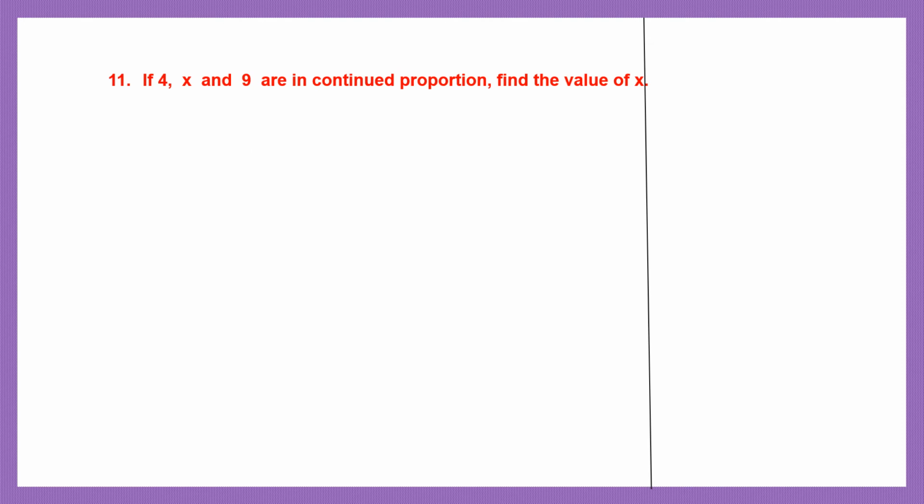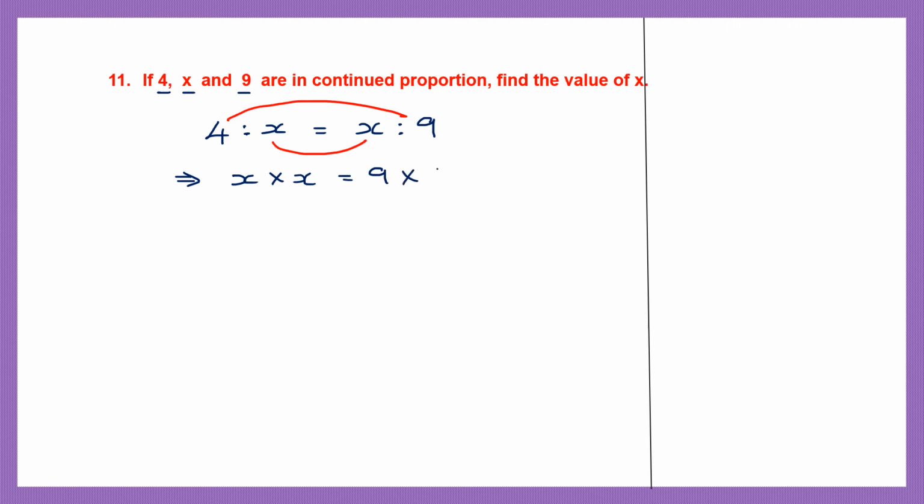Question 11. If 4, x and 9 are in continued proportion, find the value of x. So if these three terms 4, x and 9 are in continued proportion, then our ratios will be 4 is to x is equal to x is to 9. So this is our proportion now. Product of extremes is equal to product of means. That means x into x is equal to 9 into 4.